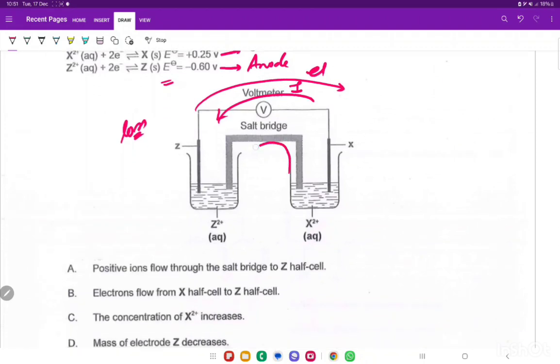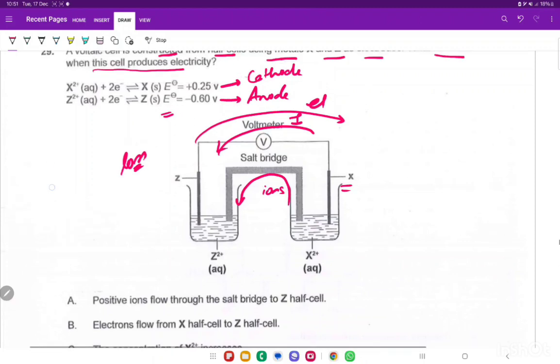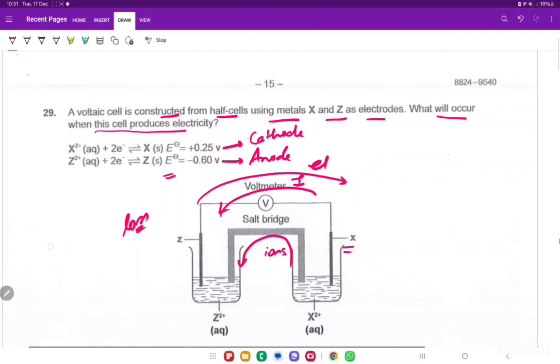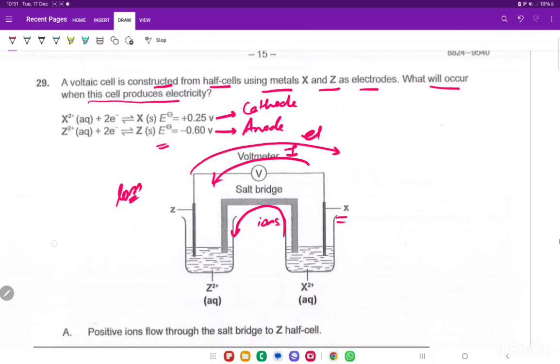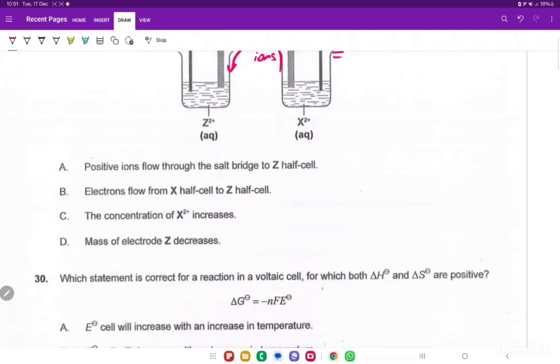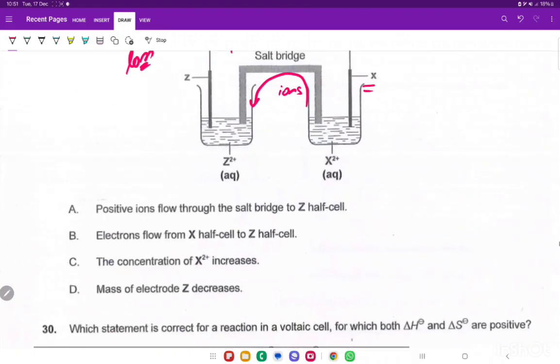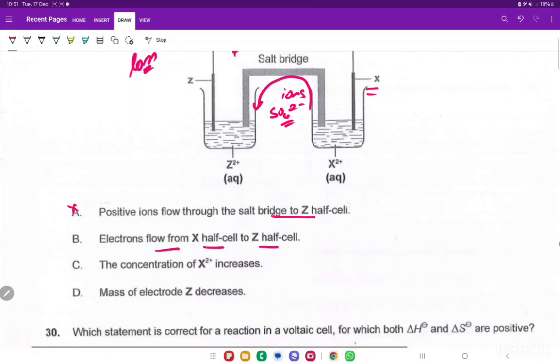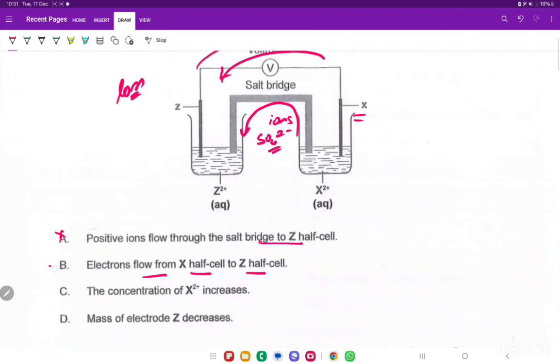And the ions will move from X to Z through the salt bridge. Now, what is being asked? What will occur when the cell is producing electricity? Option: a positive ion flows through the salt bridge to the Z cell. But since these are sulfate ions, the negative ions will move. So positive ions will move is wrong. Positive ions will not move, negative ions will move. Electrons flow from X to Z? No, electrons are moving from Z to X, so this is wrong.